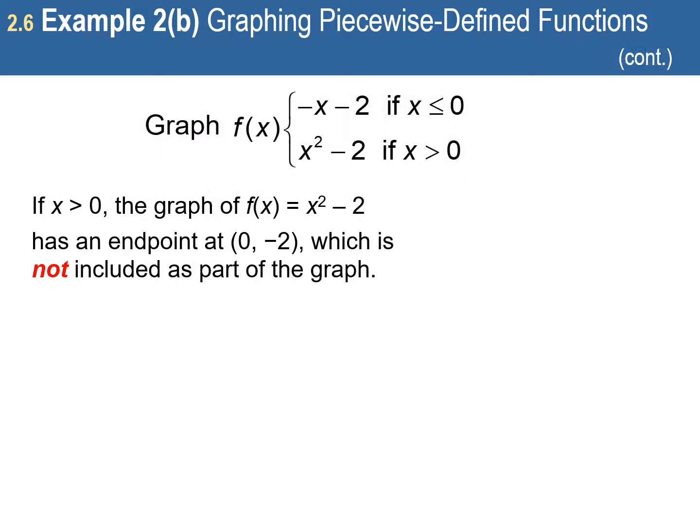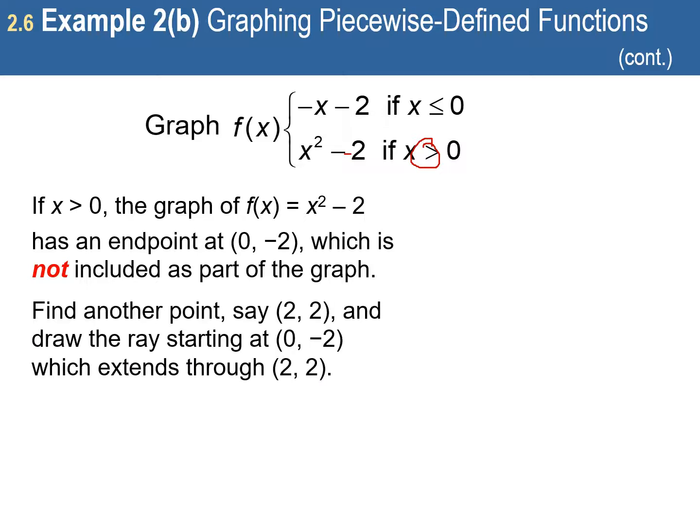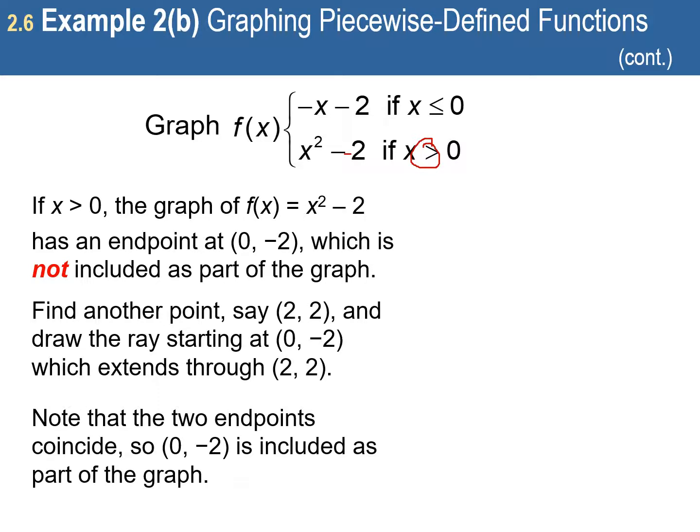Now for the second part, when x is greater than 0, if you check the endpoint and you put in 0, (0, negative 2) is not part of the graph because we have that strict inequality there. There's no equals. You can pick another point, say (2, 2), and you can have another ray. Again, this is going to be a quadratic though.